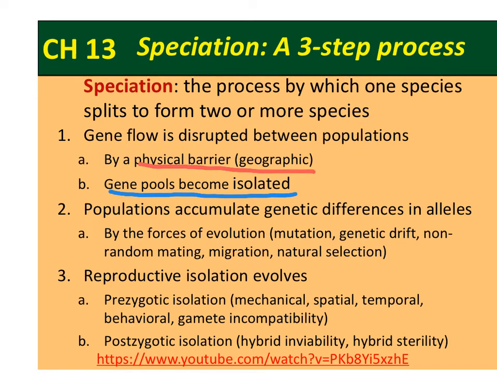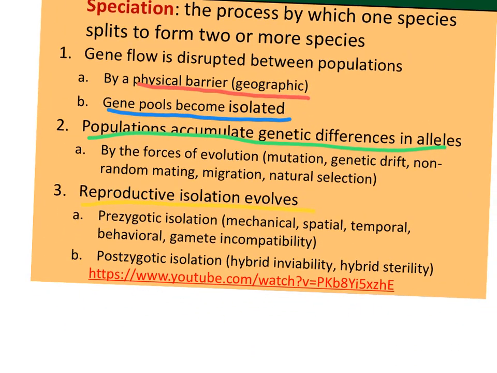If it's gone on long enough or enough changes have happened, something called reproductive isolation happens. And when this happens, whether it's because before mating they won't mate anymore because they've mated at different times, they have different genitals, they meet in different places, they mate in different places, so they don't reproduce, they behaviorally don't recognize each other as the same species, all these kinds of things, or what are called postzygotic isolation, like hybrid inviability and hybrid infertility or sterility.